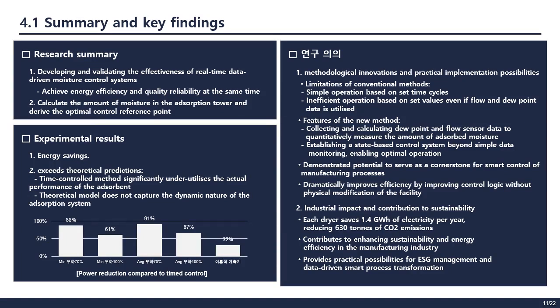The study's key conclusions are that the time control method does not account for load variations and operational changes, leading to excessive energy consumption. The moisture control method utilizes real-time data to establish optimal operating conditions, maximizing adsorbent performance and enhancing energy savings. Applying the verified operational method could achieve annual savings of 1.4 GWh in electricity and reduce CO2 emissions by 630 tons. Future research will expand in several directions.